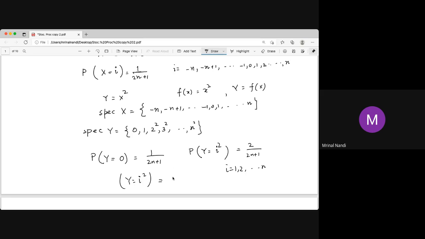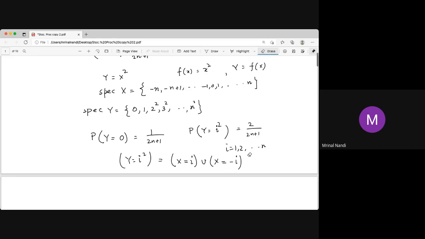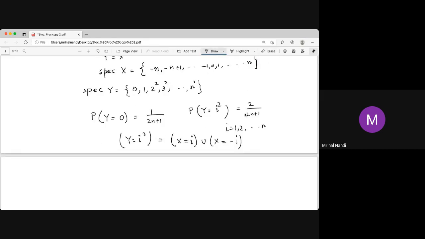It is actually a union of two events: x equal to i, which is again an event, a set, and x equal to minus i. That's why the probability will be the sum of these two. These two are disjoint, because i is not equal to 0, i from 1 to n. For all other values it is 0. If I take any value outside the spectrum, like 2, or n plus 1 whole squared, then the probability is 0. So this is an example for the discrete case.